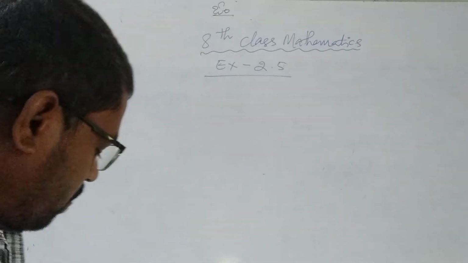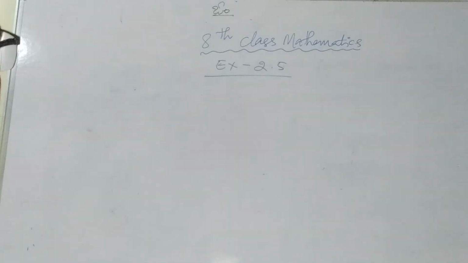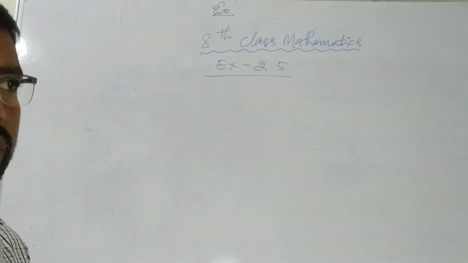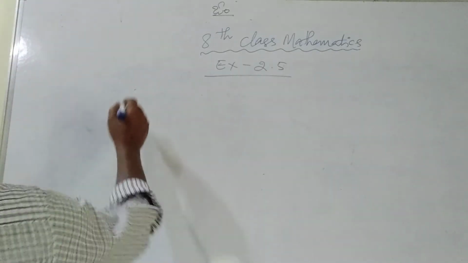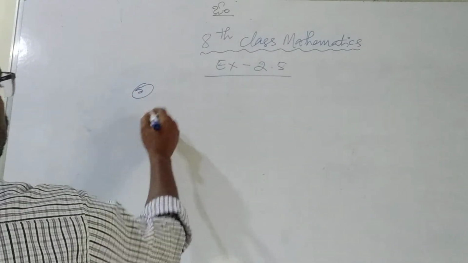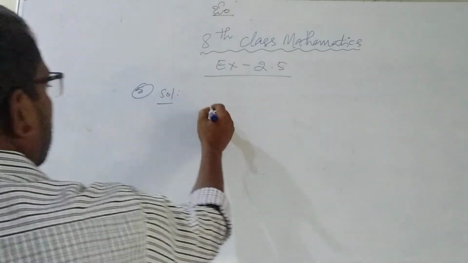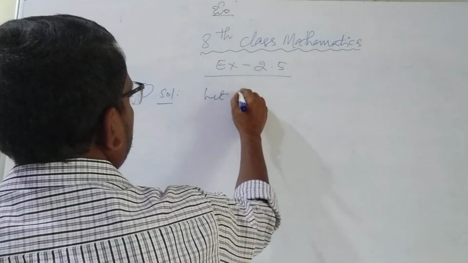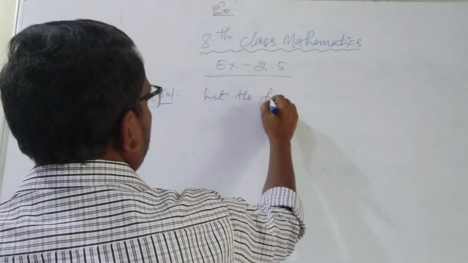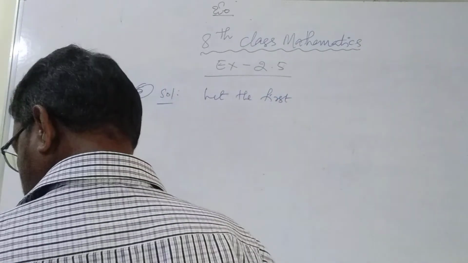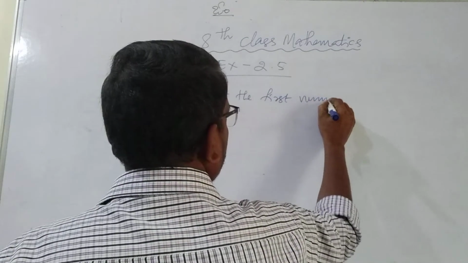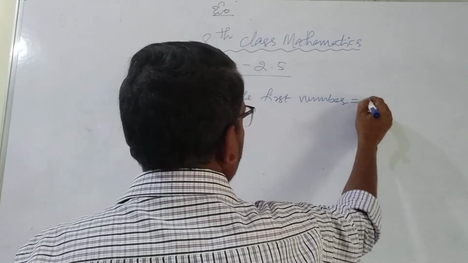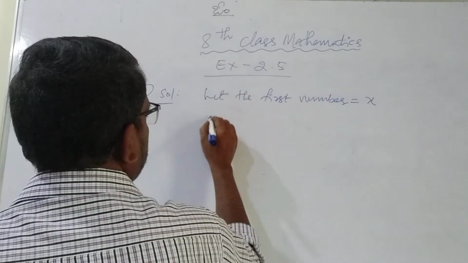You can see properly. A hint is also given in your text. You can see it in your regular textbook, question number 5. I am going to solve this question number 5 once you find the solution. Let the first number be x. Second one, how much?